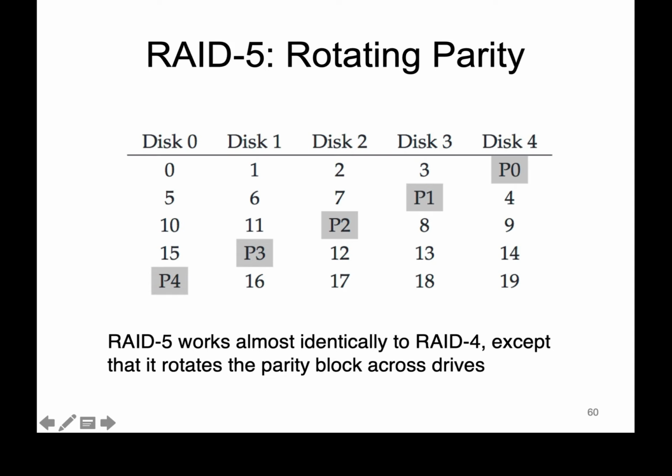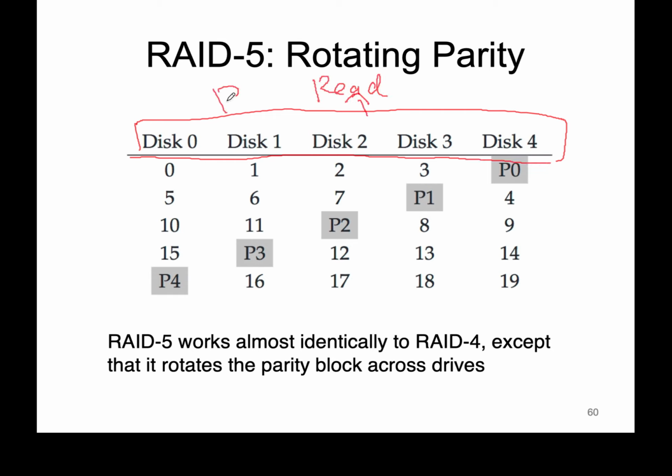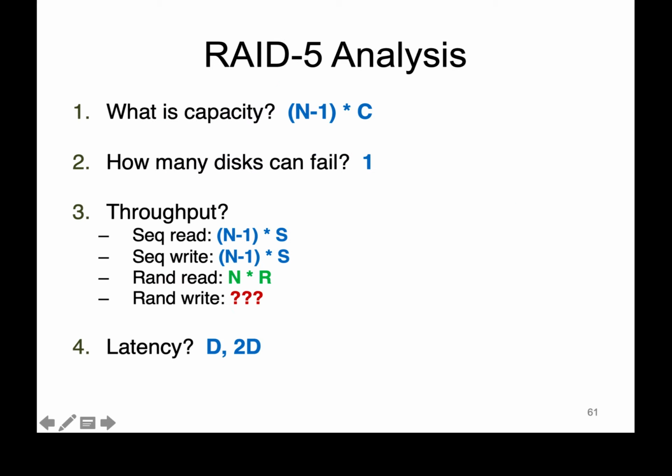Over here, let's again use the same example. For random read, we have all these five disks that can be effectively used to serve random reads, right? So that's why we have n times R. Okay.